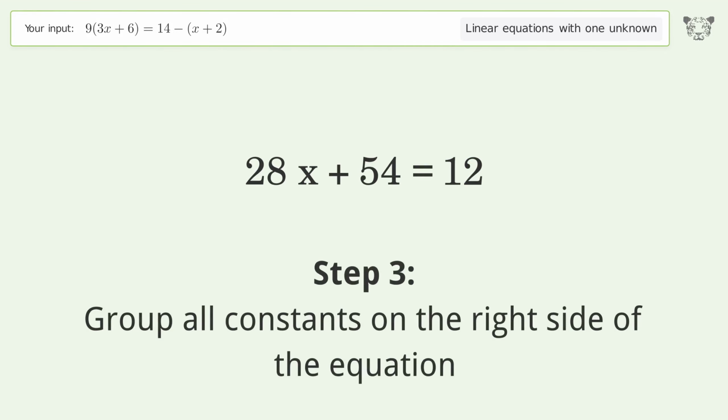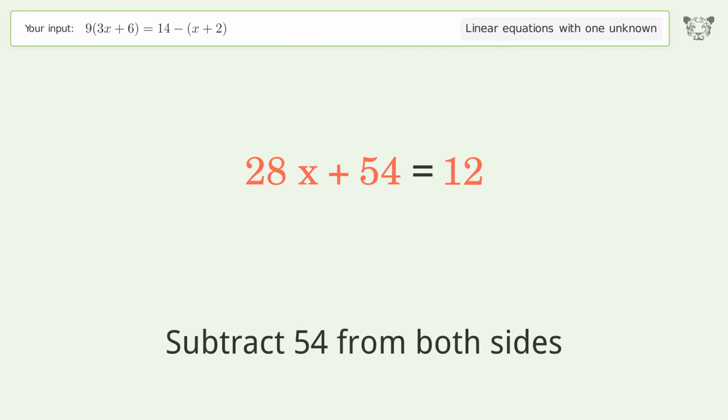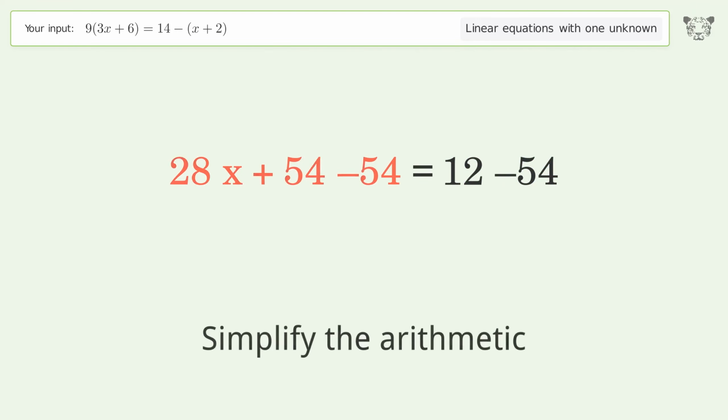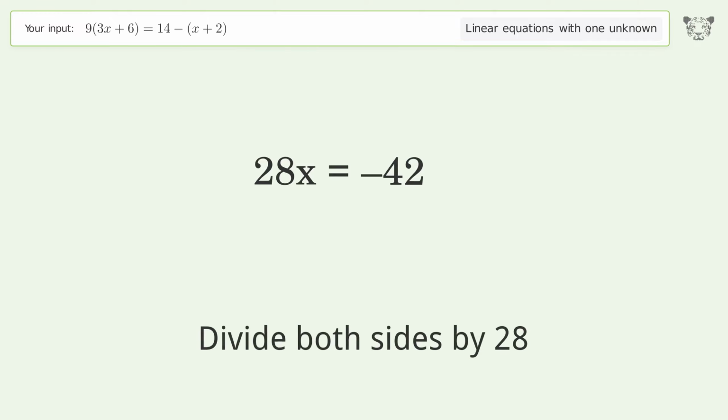Group all constants on the right side of the equation. Subtract 54 from both sides. Simplify the arithmetic. Isolate the x. Divide both sides by 28.